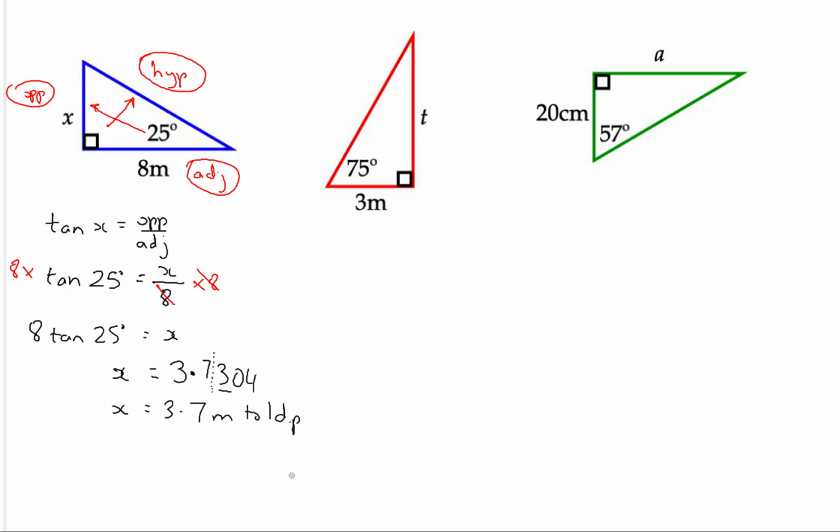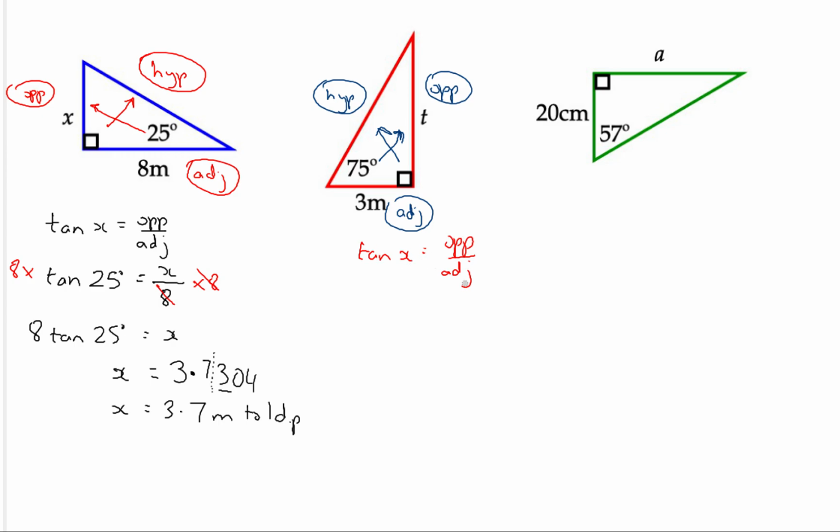There we go. In the second one here, this red triangle, let's do this again. We've got a right angle, so there is the hypotenuse. 75 degrees is the marked angle, so across from that is the opposite, and the other one is the adjacent. I'm trying to find this height t, so I think I'll use red to make it different. The formula is tan x equals opposite over adjacent.